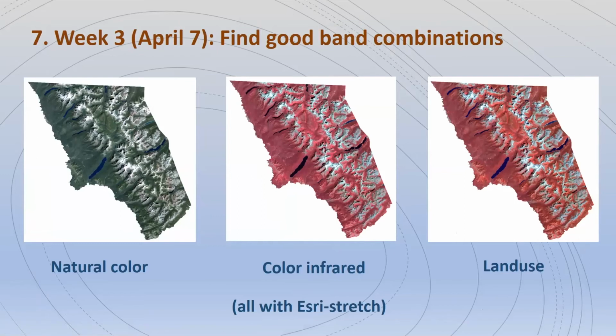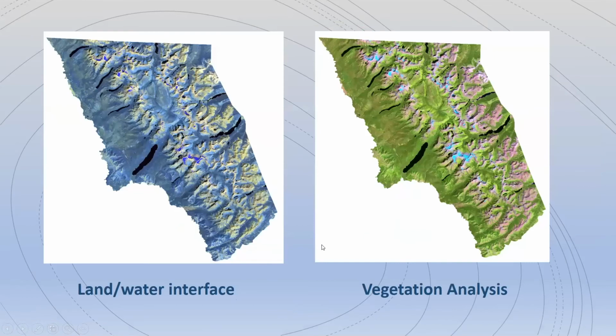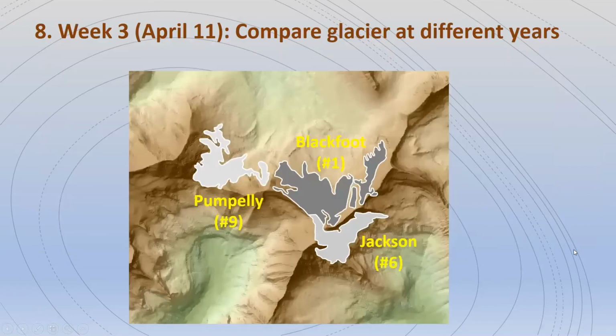And then they looked at different band combination techniques in ArcGIS Pro. In ArcGIS Pro now, there are already preset band combinations. There are natural color, color infrared, and land use band combinations. But the tools that I think are best for the project are land-water interface and also vegetation analysis. So I think that those two are best to study the glaciers here.